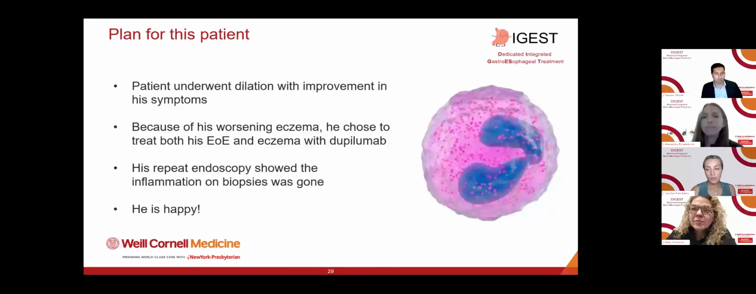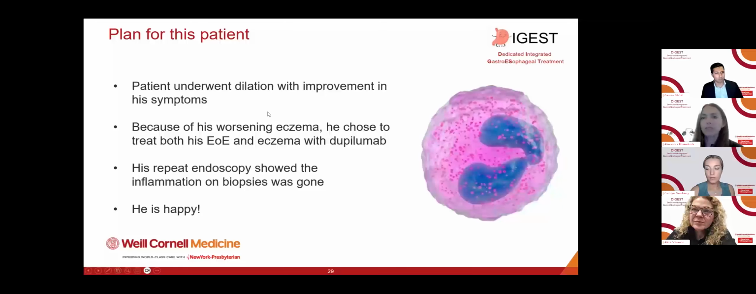So for this patient, they ended up going for this dilation. They had stretching of their esophagus at that narrowing, and they had improvement in their symptoms. But ultimately, that's really only treating the scarring part of the esophagus. There's still underlying inflammation. And so being on some sort of treatment to limit that inflammation is important.